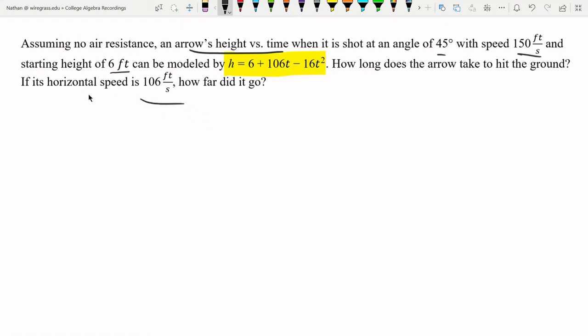So we're assuming no air resistance, which means there's nothing pushing against the arrow. It's going to go exactly with that speed, so 106 feet per second. But before we can do that, we have to ask how long is the arrow in the air for, because that will give us a time. And we can use this equation, right? This equation equals 0 when the arrow hits the ground. So really what we're asking here is, when is it equal to 0?